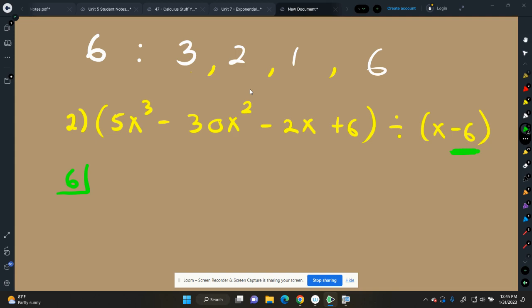Okay, anyway, it has absolutely nothing to do with what we're doing. All right, so what do we put along the top row here?